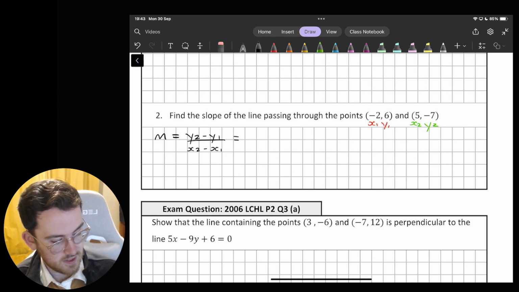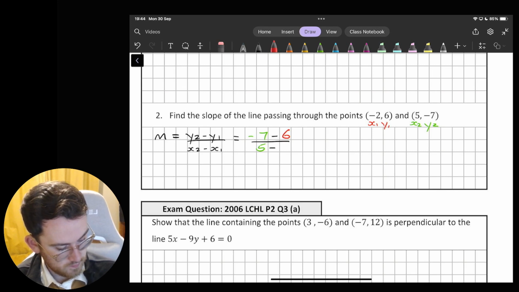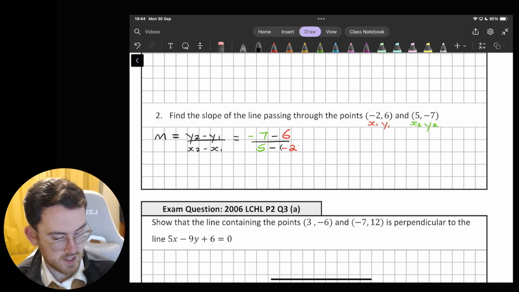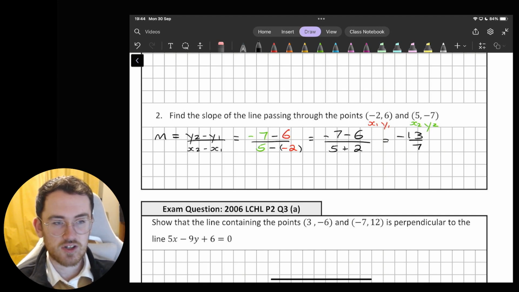So let's fill in the different values that we have. Minus 7 minus 6 over x2, 5 minus minus 2. Okay, and we'll put the minus 2 in brackets there so that we can account for that negative sign. So minus 7 minus 6 over 5 plus 2. So that's going to give me minus 13 over 7, and I can't simplify that down any further unless I write it as kind of a mixed fraction there. But minus 13 over 7 works absolutely perfect for me.